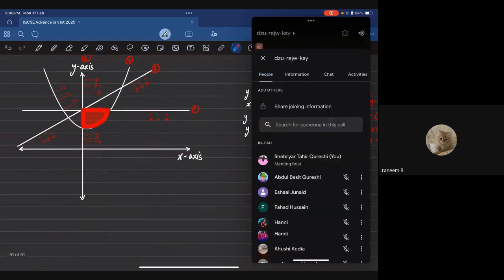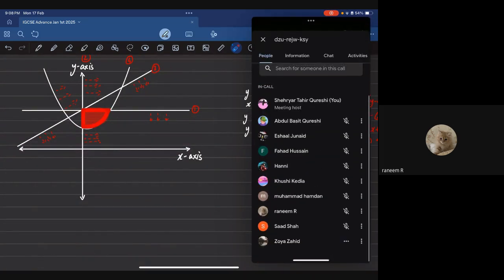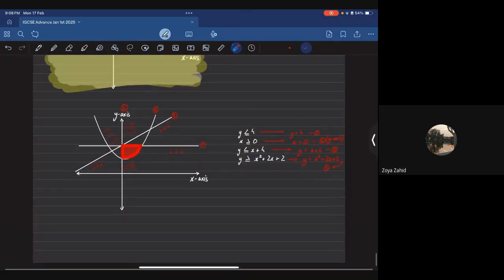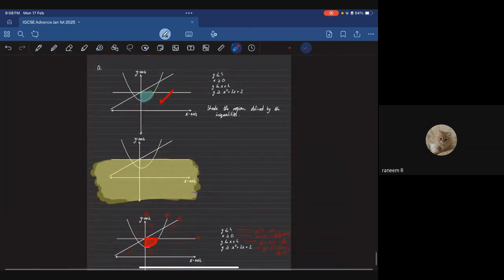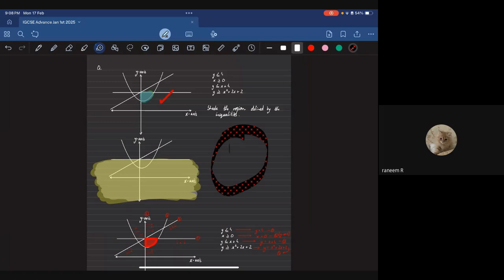Zoya, is this clear? Yes, sir. All right, Rani, any questions regarding this? No, sir. All right. Is this clear? Okay. Now we're going to practice this more in tomorrow's class. You guys can run off now. Keep smiling. Bye bye. I'll see you tomorrow.